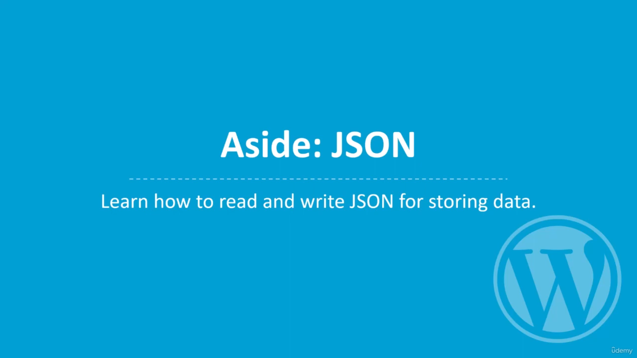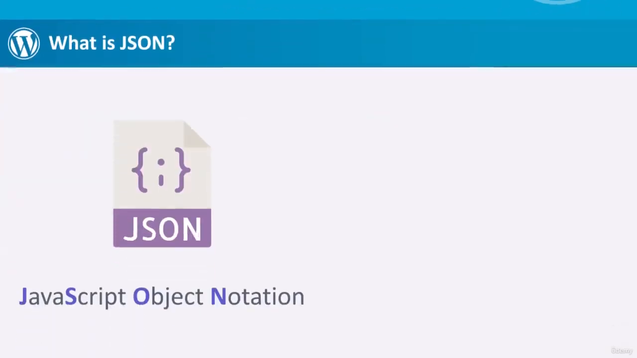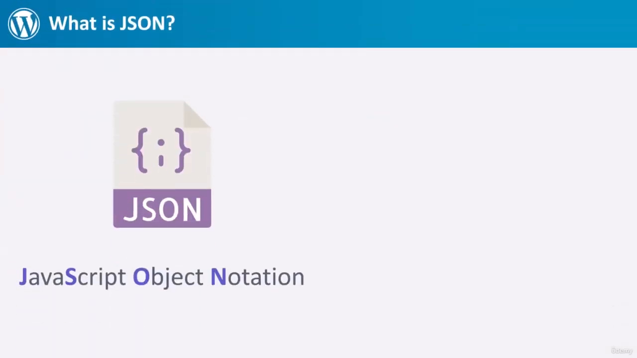For this lecture, we are going to learn about JSON. It's going to become relevant in an upcoming lecture. So, what is JSON? JSON is a format for reading and writing data. It's short for JavaScript Object Notation. As its name suggests, JSON was heavily inspired by JavaScript.